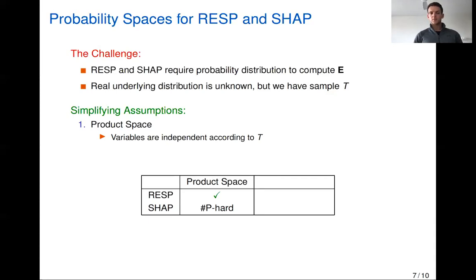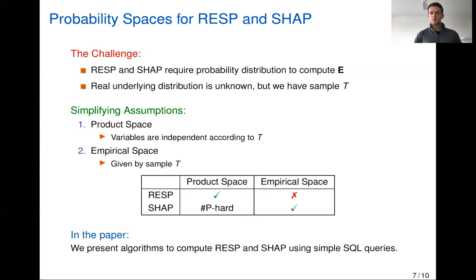We call this the product space in our paper, and we show that we are able to compute the RESP-score efficiently over the product space, but not the SHAP score because it would be sharp-P hard. Another assumption we could make is that the given sample defines our probability distribution. If this is the case, then we call it the empirical space, and in this case, we are able to compute the SHAP score, but not the responsibility score. So this shows that we need to compute these two scores over two different probability distributions. And in the paper, we present algorithms to compute these two scores using simple SQL queries.